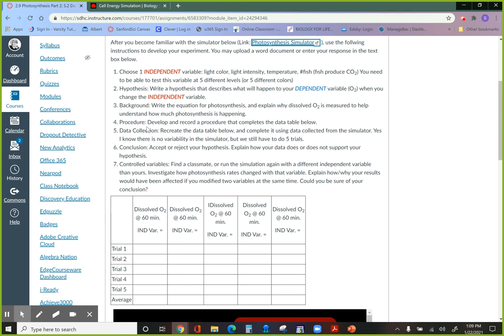You're going to have to write a procedure and collect some data. You can recreate this table and complete it. And then you're going to have to write your conclusion, either accept or reject your hypothesis, and explain how your data supports that hypothesis or doesn't. Then you'll need to talk about your controlled variables. You can do this working with a partner who used a different variable than you did, or you can just run the simulation again yourself to see what happens, so that you would be changing 2 variables at a time and then explaining how that changes your answers.